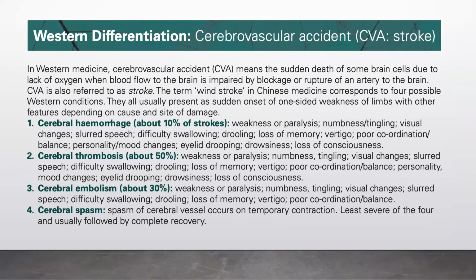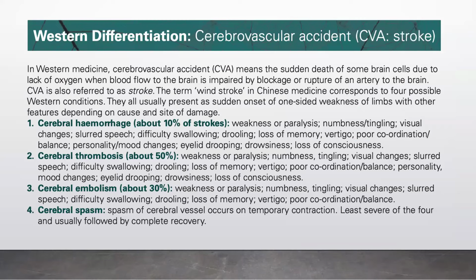Second, cerebral thrombosis, which comprises about 50%. This is characterized by weakness or paralysis, numbness, tingling, visual changes, also slurred speech, difficulty swallowing, drooling, loss of memory, vertigo, poor coordination or balance, personality, mood changes, eyelid drooping, drowsiness, and loss of consciousness.